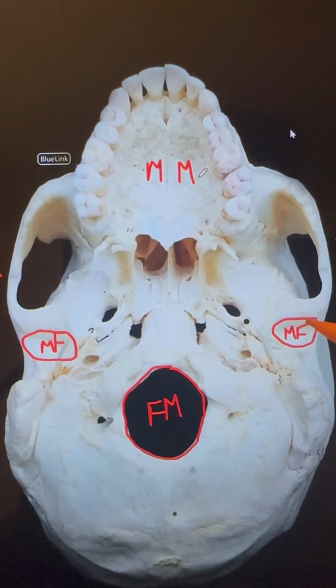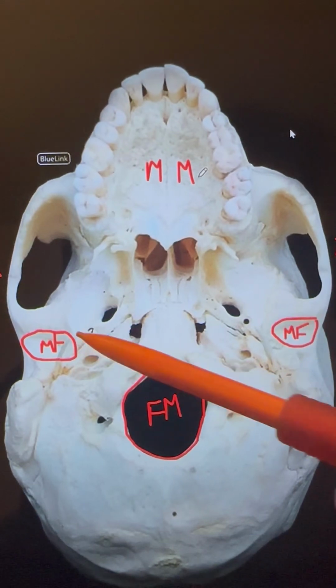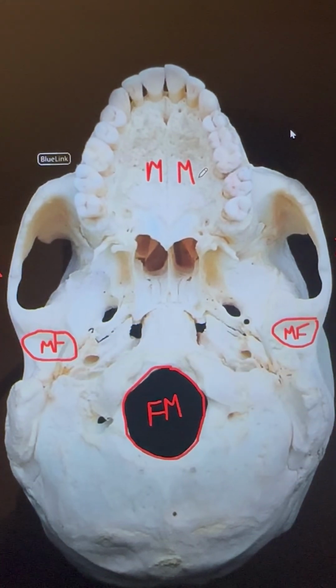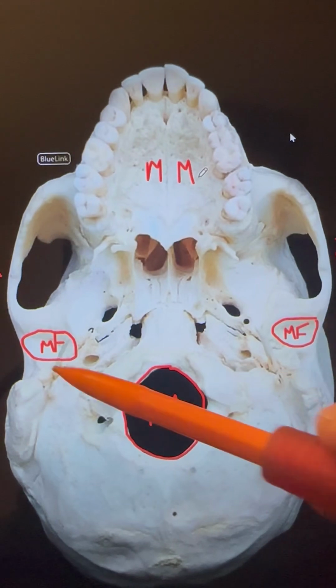In the temporal bone, you will see this area right here, some depressed area on both sides. This is called the mandibular fossa of the temporal bone. The mandible actually articulates in this area.